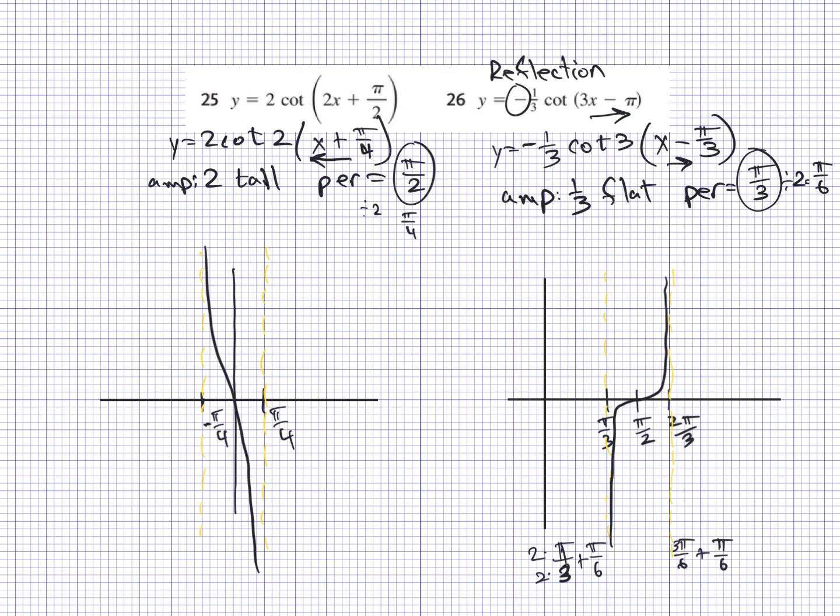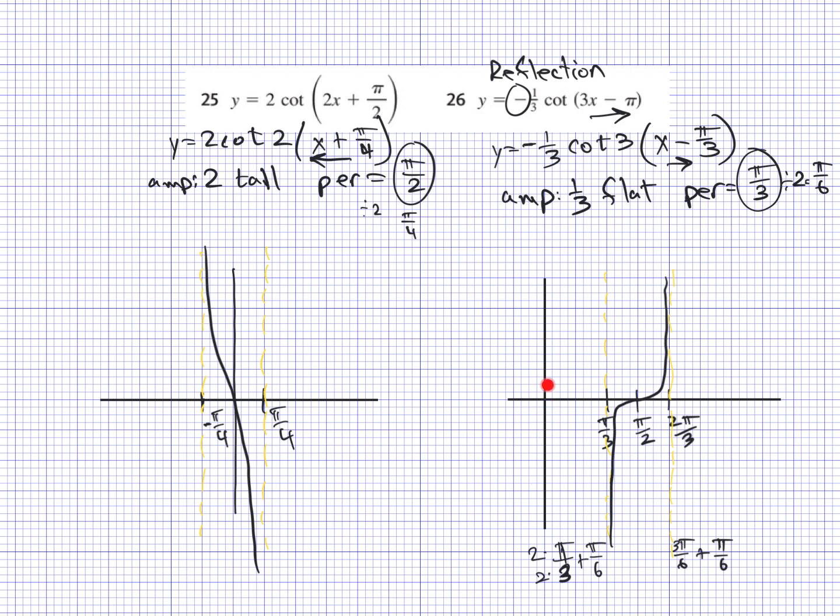And we draw it. Number 26, we have a reflection of cotangent, so it's going to look like a tangent curve, but we're still drawing a cotangent. So our typical asymptote's at 0. It's got to shift to the right after you divide a 3 out. It's got to shift to the right by pi over 3.